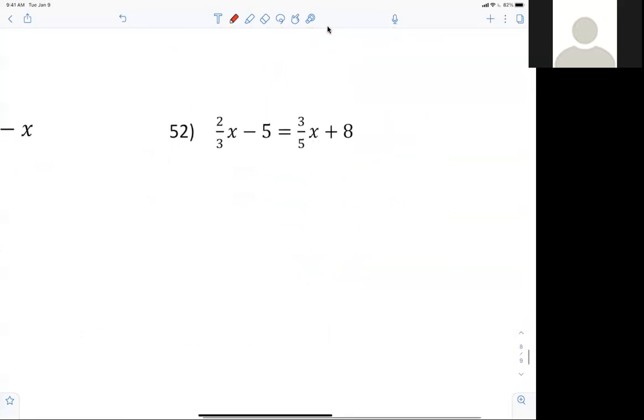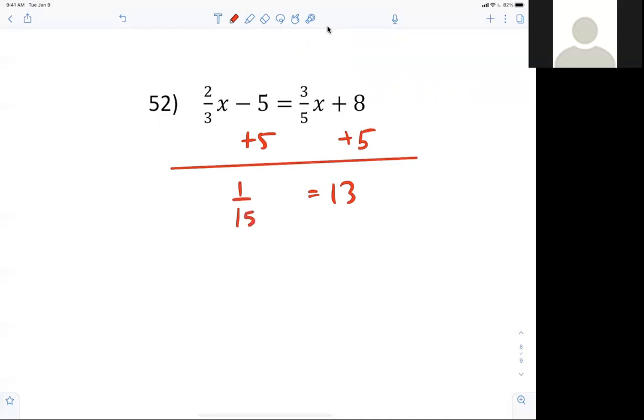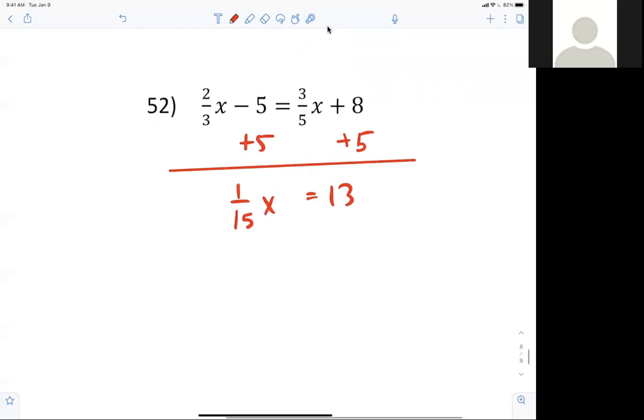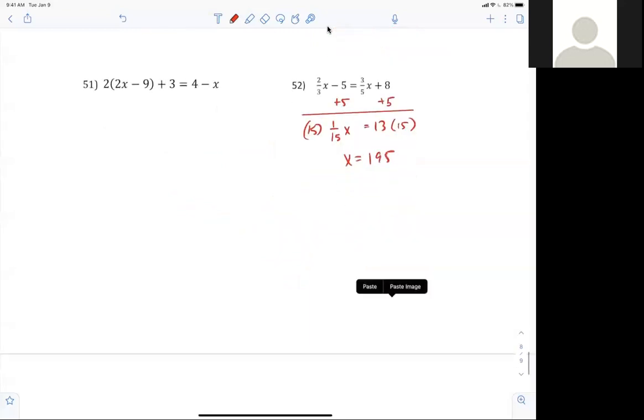Reese, did you do one yet? All right, you're up. Go. I did plus 5 and plus 5, so it's 13. And I did minus 3 and 5x. And it's 1 over 15x equals 13. And then 13 over 1 times 15 over 1. Yes. And I got 195. All right, I'm pretty happy with that.